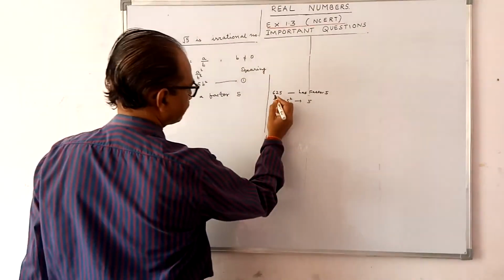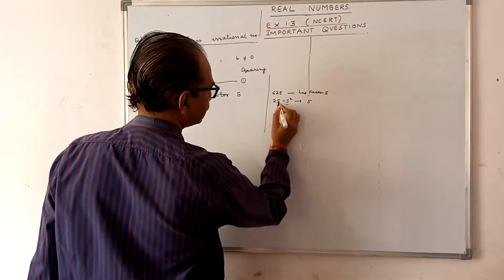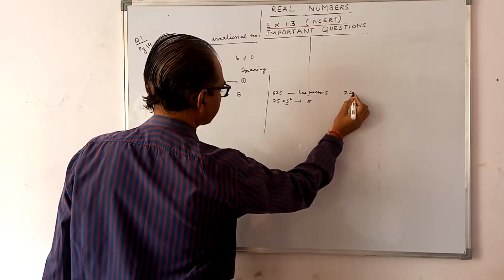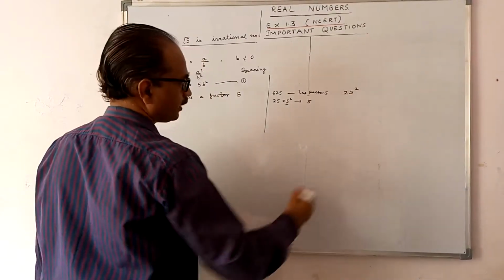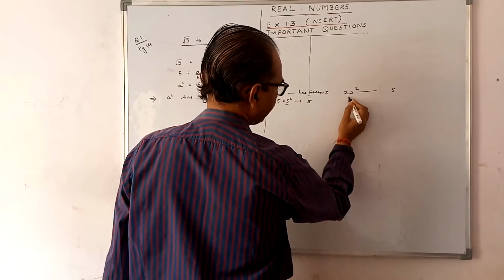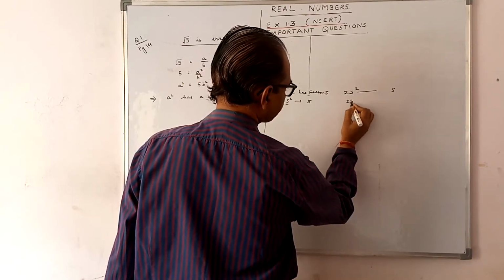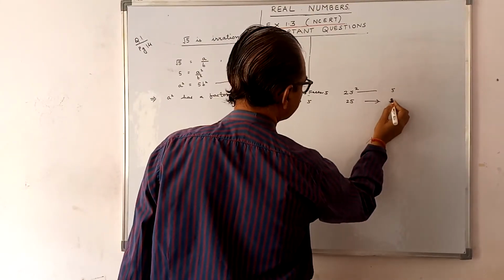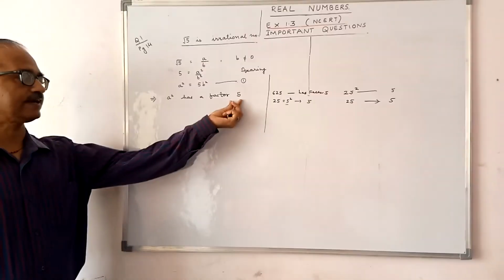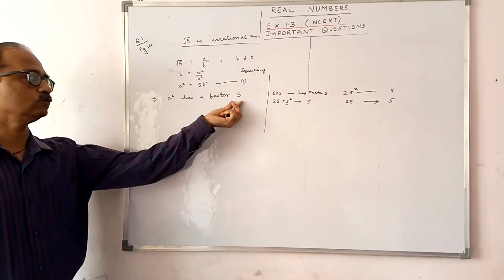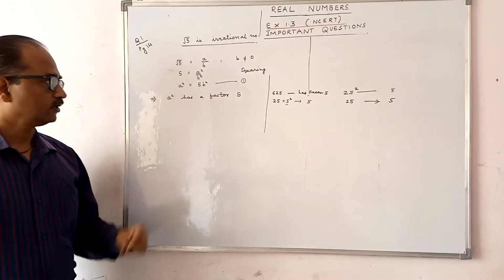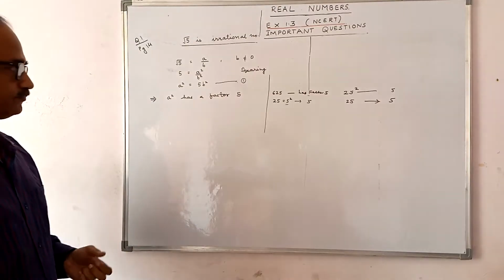Similarly, here 625 is the square of 25. So 625 has factor 5, and 25 also has factor 5. So if a square number has any number as a factor, say a square number has factor 2, then the number also has factor 2. Now this concept is to be used here.